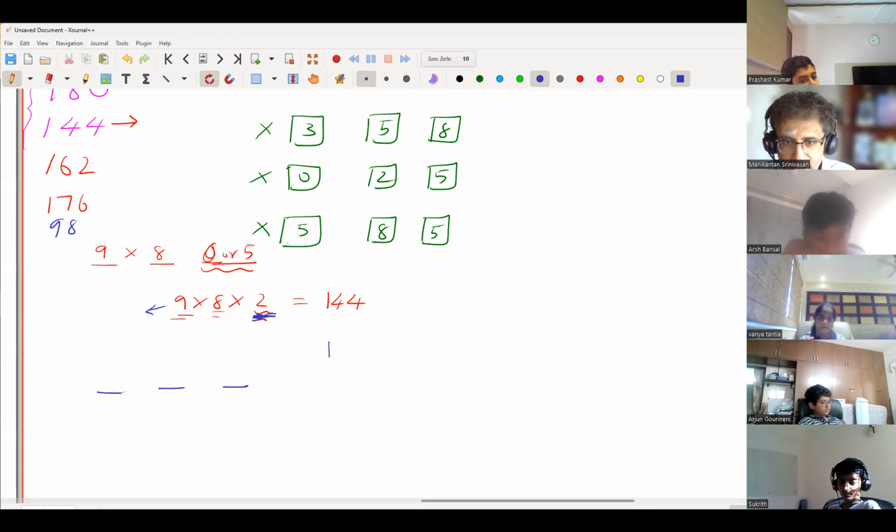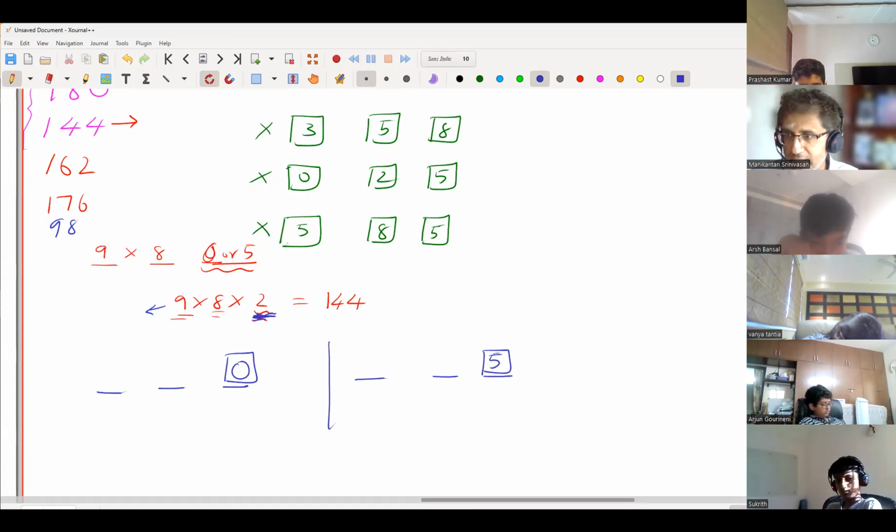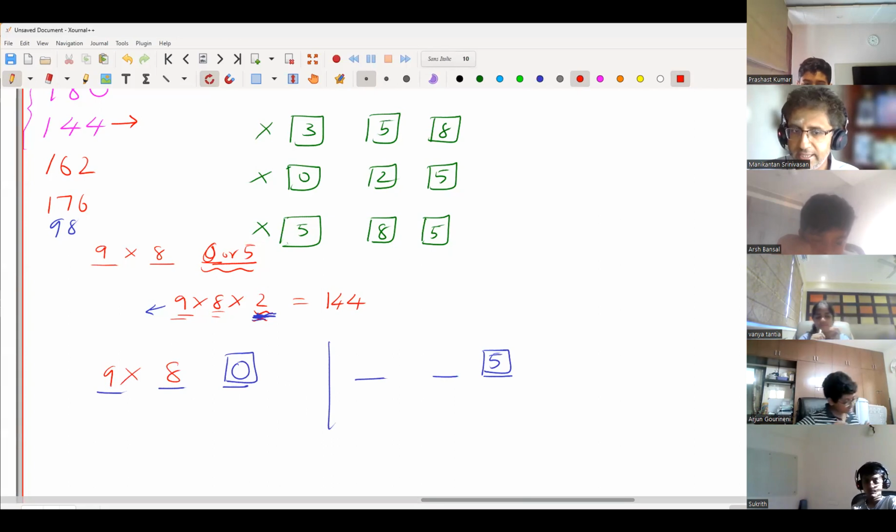This is case 1, case 2. Suppose the last digit is 0, let's do the first part. Then, like I said, I have 9 choices of selecting the first digit. I have 8 choices of selecting the second digit. Therefore, there are 72 numbers here.